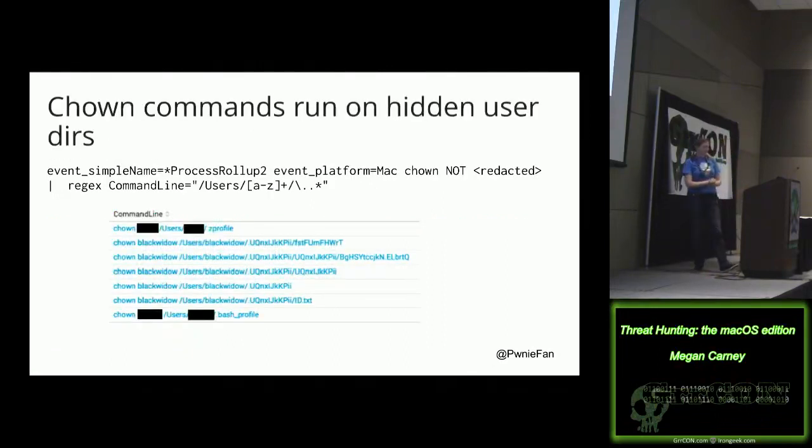Another thing I noticed that malware likes to do is change own commands. I'm not sure exactly why this comes up so much, but it did. And if it happens on user directories that start with dots, it's particularly suspicious. This one does have some noise associated with it because, for example, Git has a preferences directory. There are a few of those things, but it's still relatively good. That's why you see that filtering there.